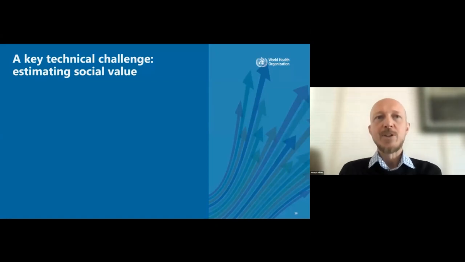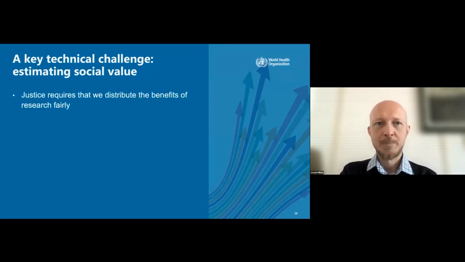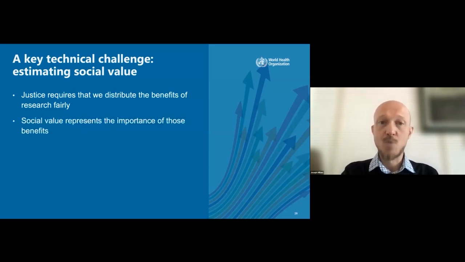Okay, I'm going to close by just mentioning a key technical challenge, which is the challenge of estimating social value, right? This cuboid is a very optimistic cuboid. I started this presentation by talking about why we thought that this was an ethical problem to begin with. Justice requires we distribute the benefits of research fairly, right? And social value represents the importance of the benefits. So comparing research options on their social value is something that needs to be done if we're actually going to end up with a set of priorities that is just, that is distributing these benefits fairly.